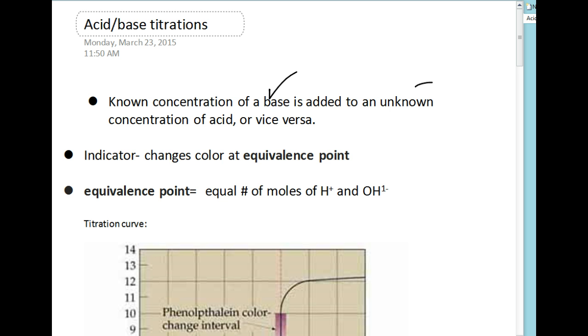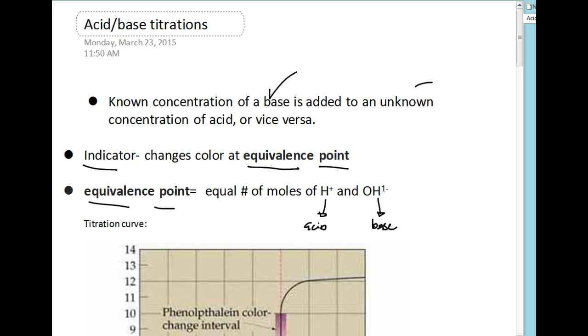We use that one to figure out the other. What we're going to do is use the equipment that was in the previous video and an indicator, which is going to change color at what's called the equivalence point. An equivalence point is when you have an equal number of moles of hydrogen ions coming from your acid and hydroxides coming from your base.